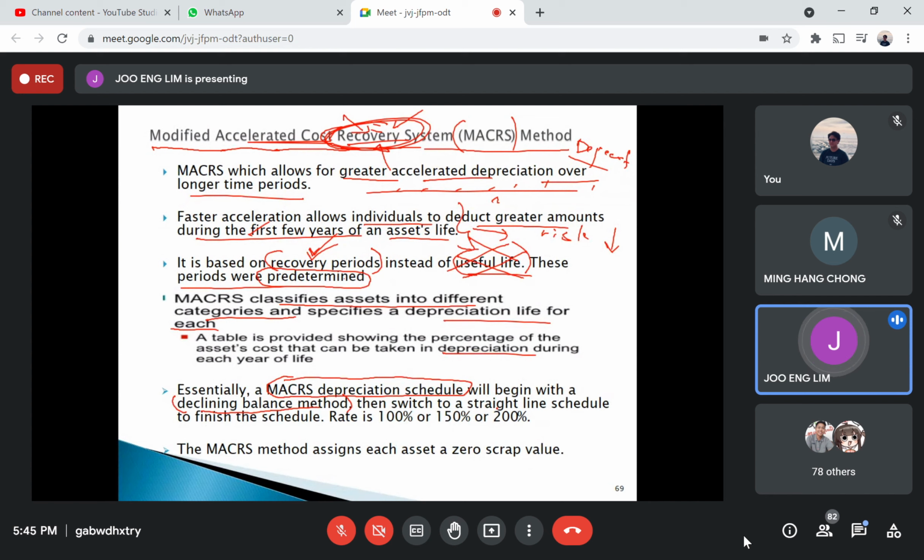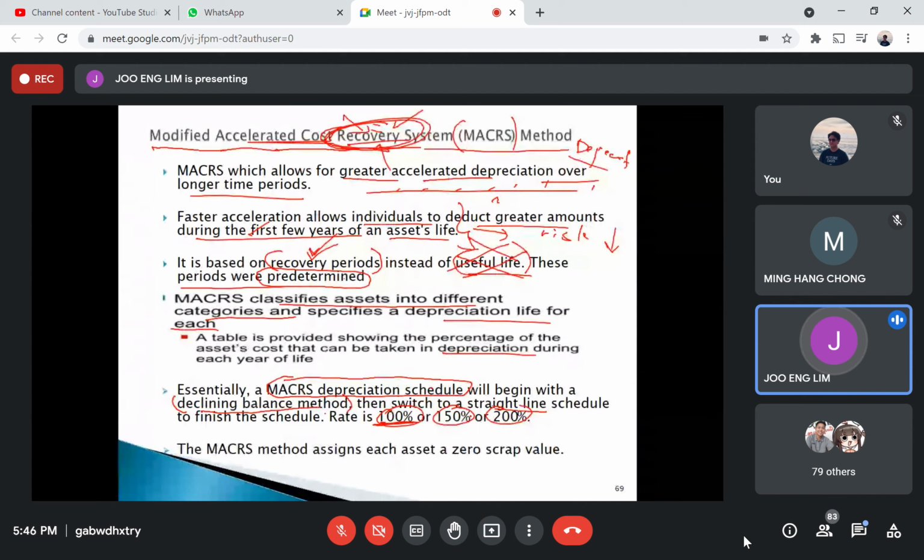Under it, there is a declining balance method. Then you switch it to straight line. So they combine these. And this declining balance is not only double. You have 100%, 150%, 200%. Just now you heard me saying that when there's declining balance, it's 100%, 150%, 200%. That is what you see over here. They actually use declining balance of this percentage at the beginning, then switch to straight line towards the later part.